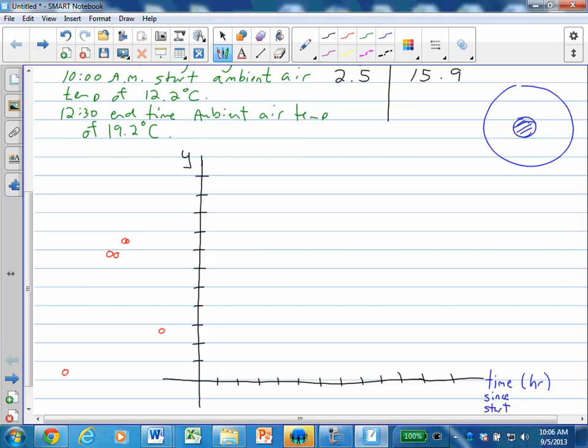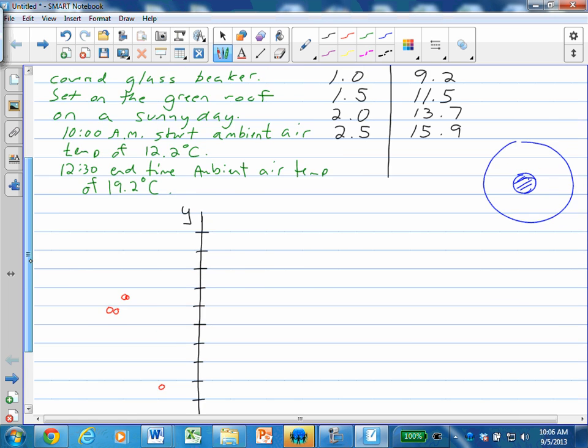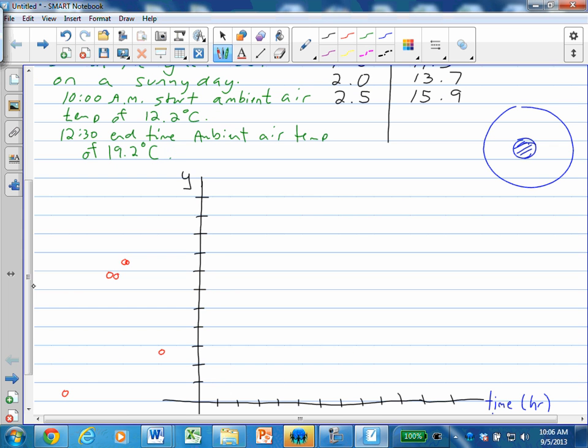A lot of times you write that over on here, but underneath, it doesn't really matter. And then over here, temp and degrees Celsius. So now we have labels and units, right? That's good. And now we should put some numbers on the graph.